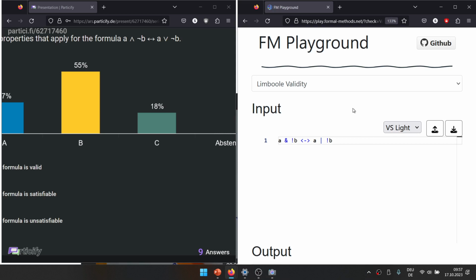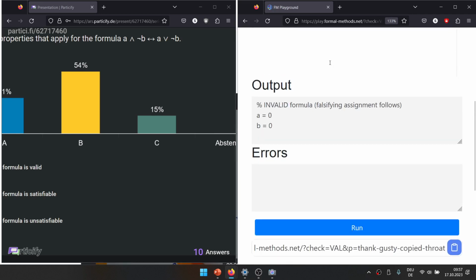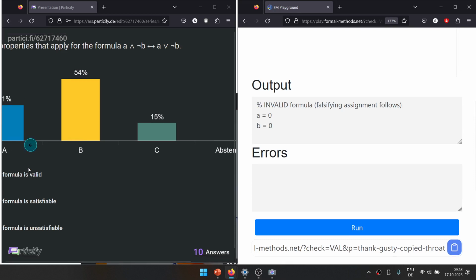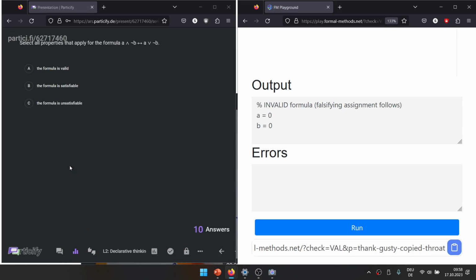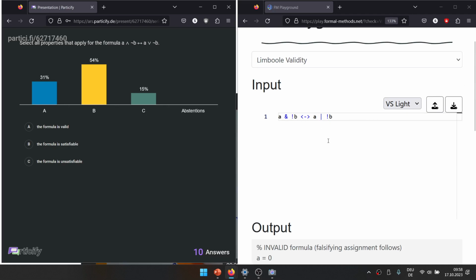And then what do we need to check? To check validity, yeah, I already selected validity here. Where's my run button? Down here. Okay. It says it's invalid, so I probably shouldn't click this. Did the people who selected that it is valid, did you check it using Limboole? Okay, so basically this is the right way to type the formula, right? Should be a straightforward translation. Okay, so this formula is not valid.